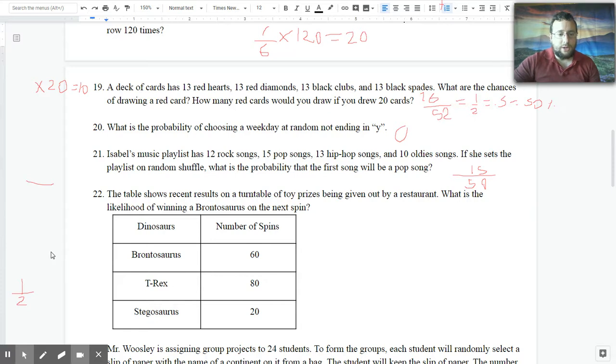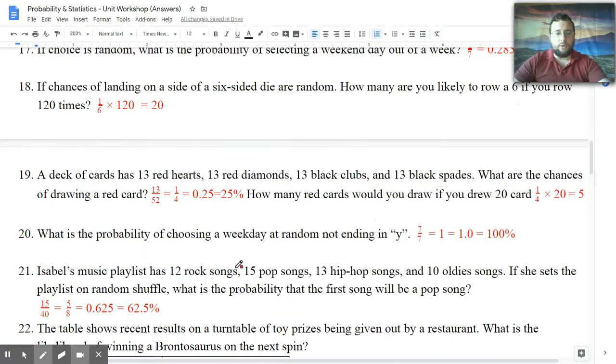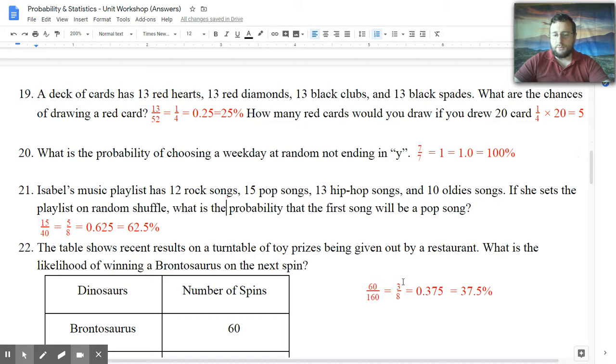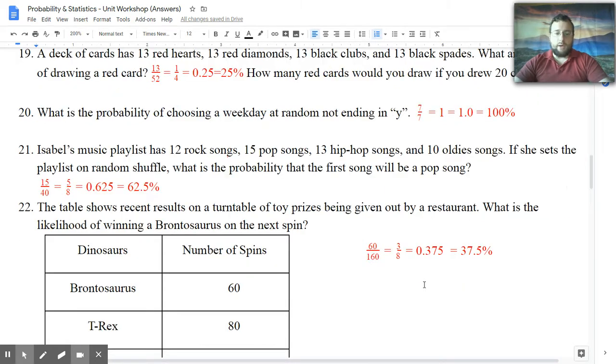So if we want to try to get a Brontosaurus, well, that is 60 out of the total that I had, which is 160. And then you can simplify and figure out the percentage and decimals as well, but that's basically what you do. Total possibility and the ones you want. So again, this would be 60 out of 160, which is the same thing as 3/8, or 0.375, which 2 decimals to the right is 37.5. To get the 0.375, you just get the calculator and do 3 divided by 8. All right, so that's that one.